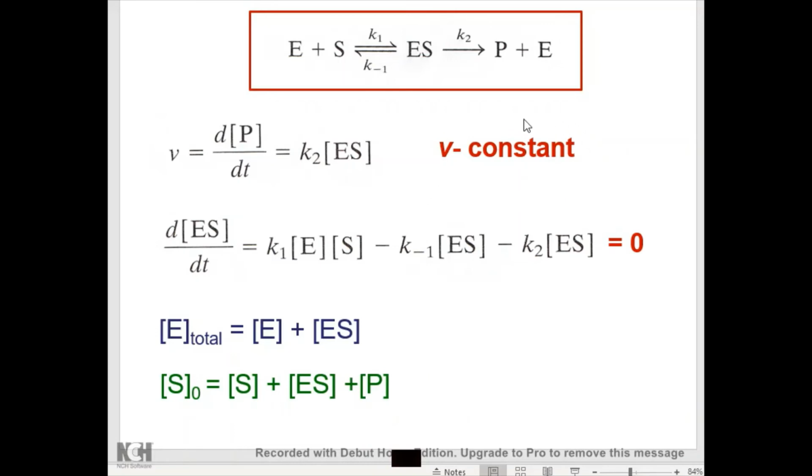Now, another important outcome of this assumption is that the rate that we are looking for, the rate of the product accumulation, is constant. It's time independent. Indeed, if ES is time independent, and K2 is constant, then the overall expression is time independent.